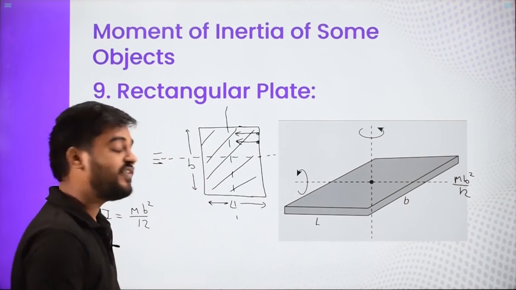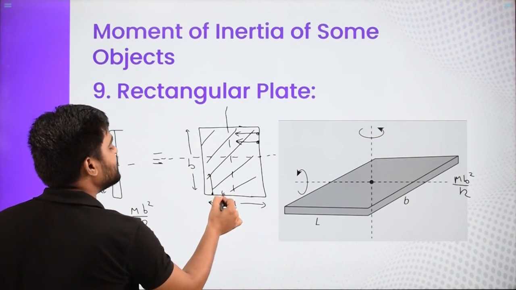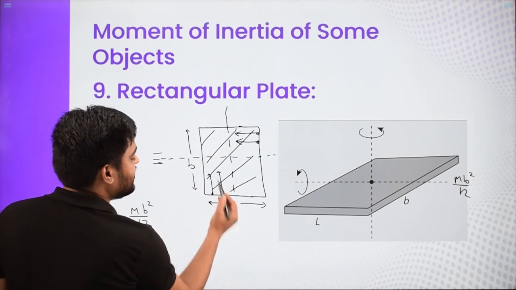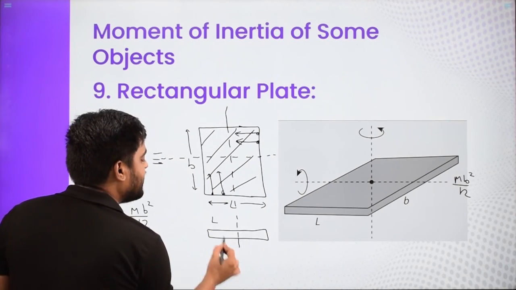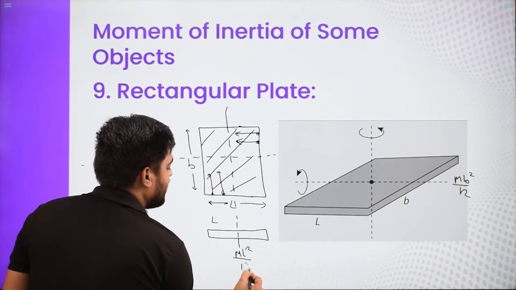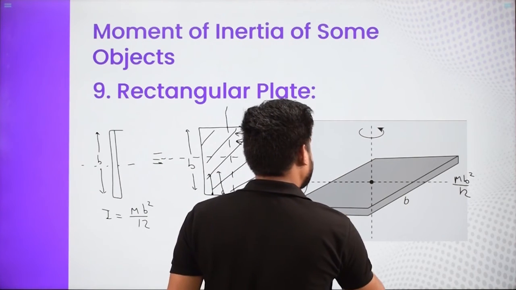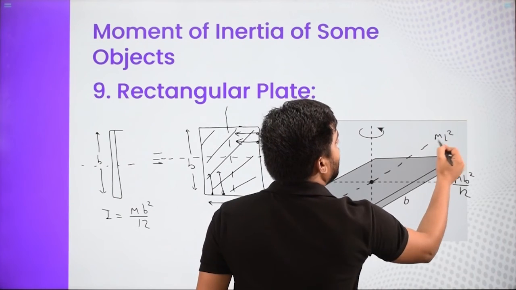Any distance of any mass does not change from the axis, and when that happens, this mass moves like that. So no distance is changing. Now this becomes a rod again of length L, and the moment of inertia about this axis is given by ML square by 12.